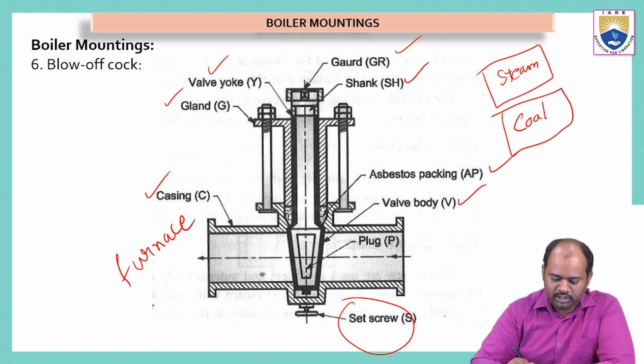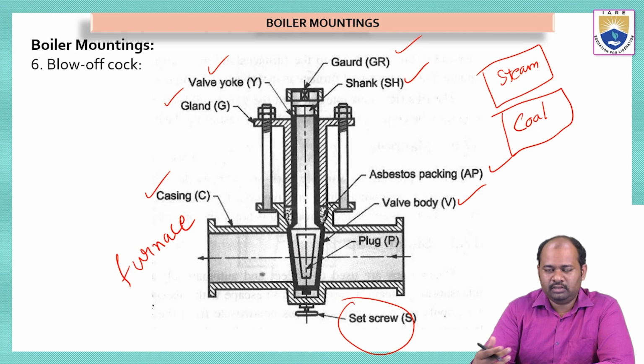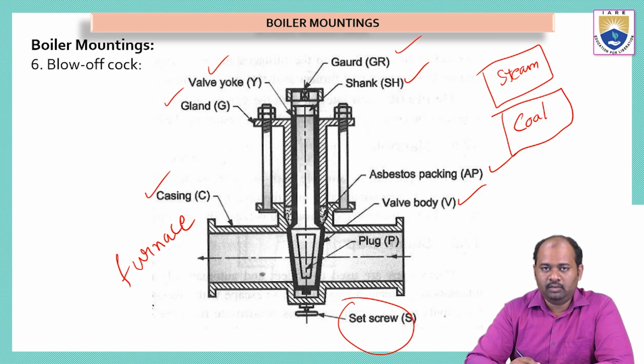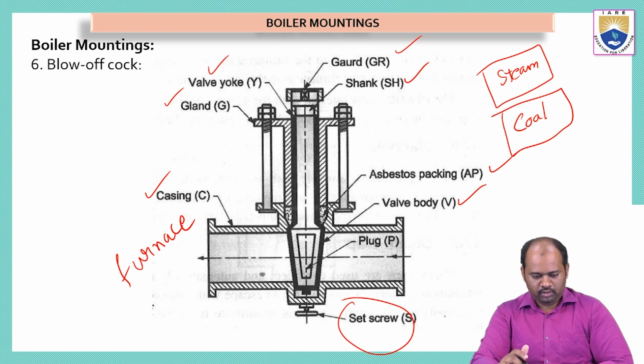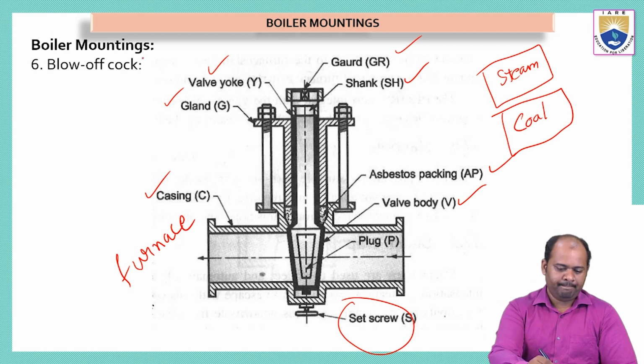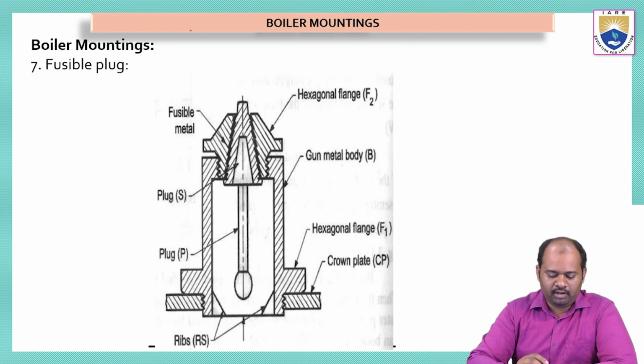Sometimes the furnace will have more hot gases, which will make the pressure inside the furnace rise and cause an explosion of the furnace. So that is when this blow off cock is opened and the excess gases will be removed. So this is another kind of mounting, the blow off cock. And we have the fusible plug.